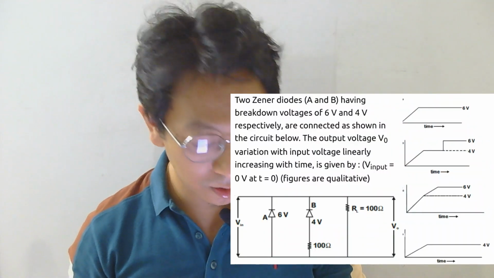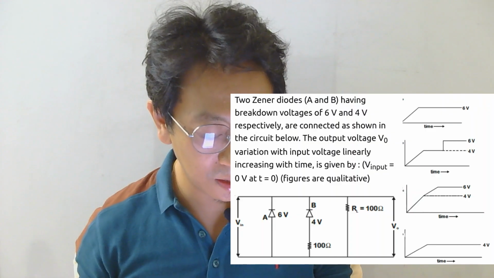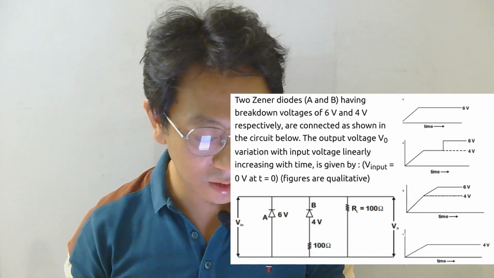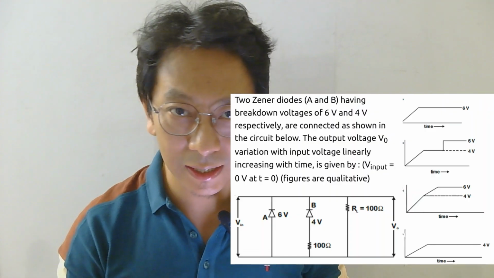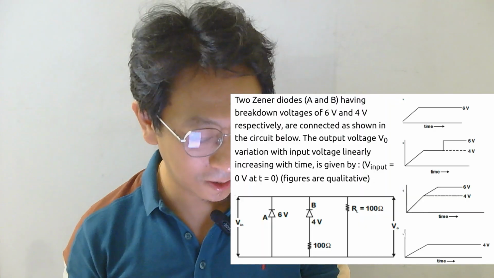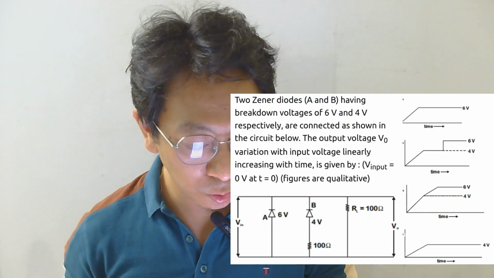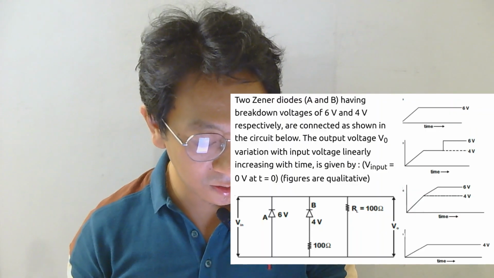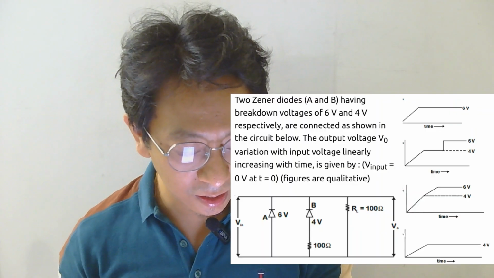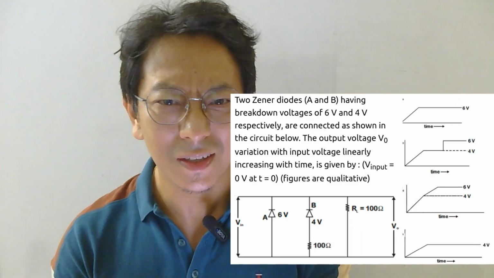Hi everyone, today I brought a very good question from the topic of Zener diodes, from the chapter semiconductors, right? The question says two Zener diodes A and B having breakdown voltages of 6 volt and 4 volt (breakdown voltage means Zener voltage) are connected as shown in the circuit below. The output voltage V0 variation with input voltage linearly increasing with time.